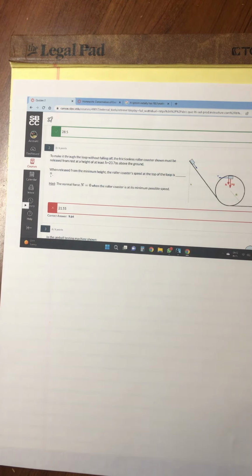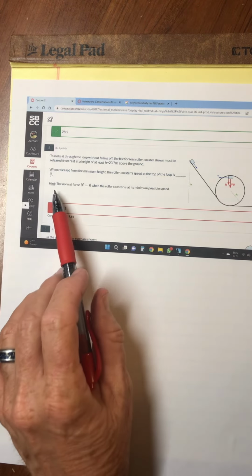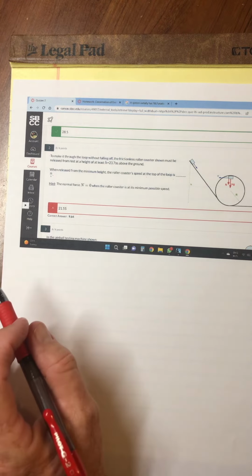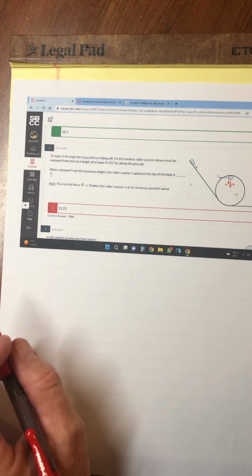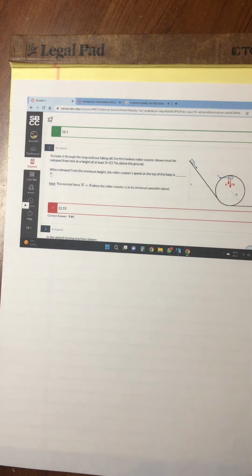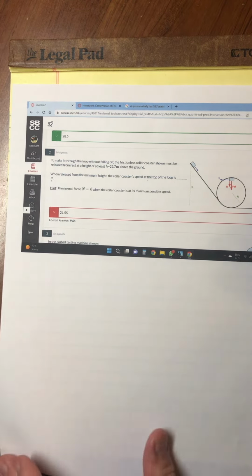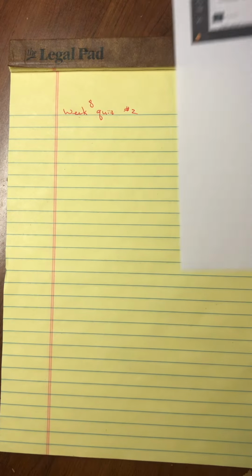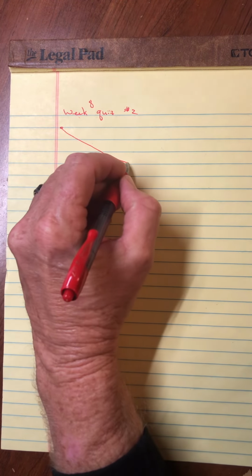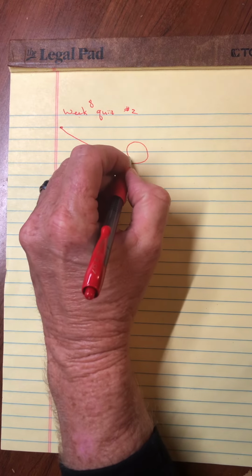All right. So what is the speed at the top of the loop? And it gives us a little hint. The normal force, N, equals 0 when the roller coaster is at its minimum position. So, in other words, this roller coaster, in terms of energy, and so I'll draw a little picture, starts here and goes around a loop.